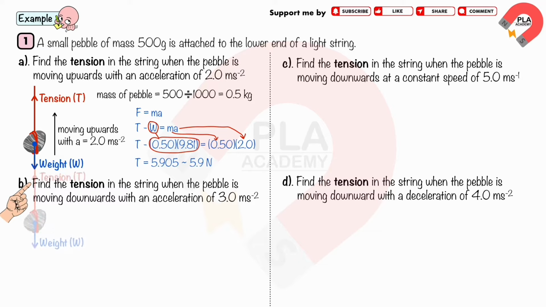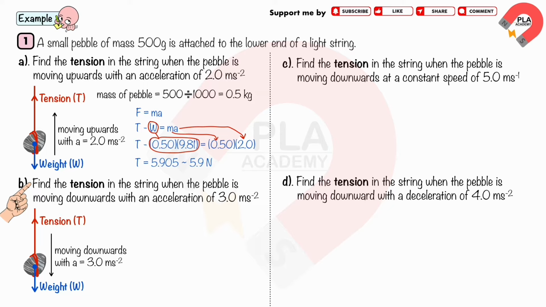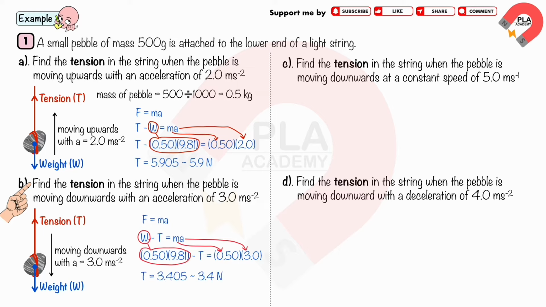B. Find the tension in the string when the pebble is moving downwards with an acceleration of 3 meters per second squared. From the equation, F equals ma. F is the resultant force to act on the pebble downward due to it moves downward. So, F equals W minus T equals ma. Substituting W equals 0.5 times 9.81, m equals 0.5 and a equals 3. We solve the tension T to get T equals 3.4 newtons for two significant figures.